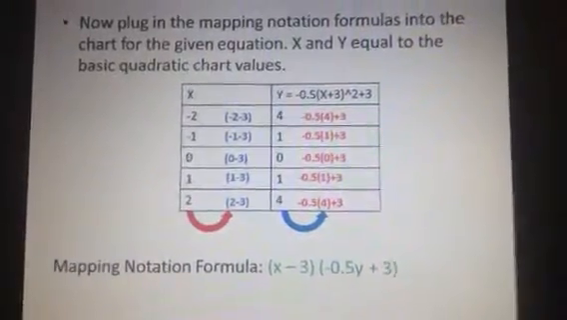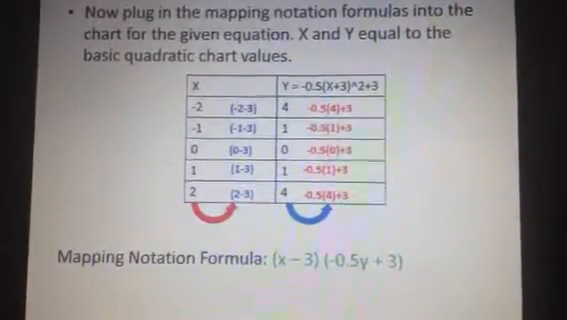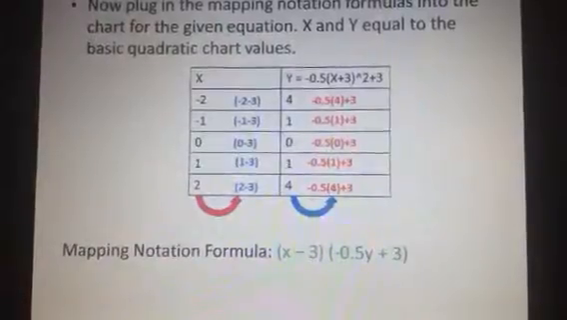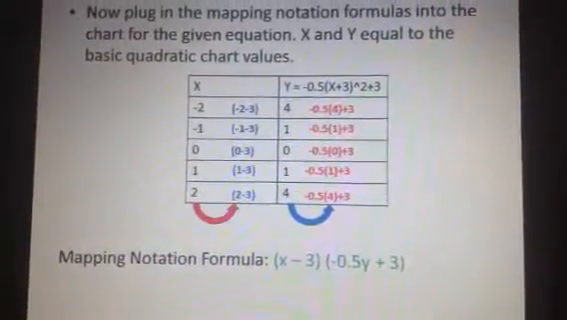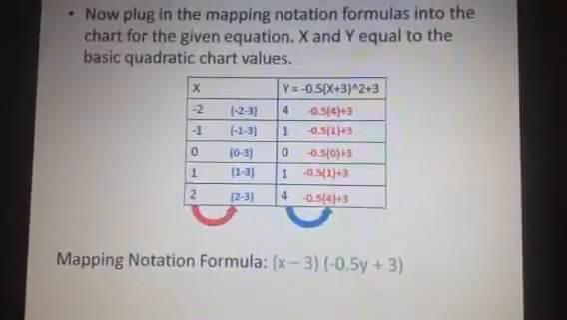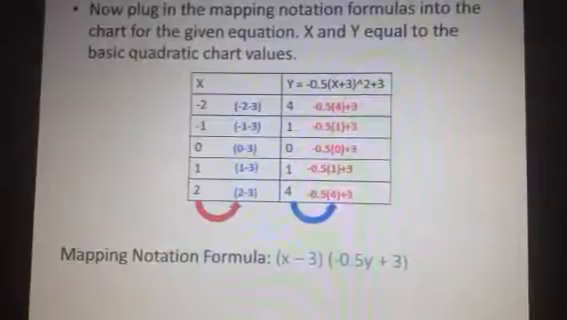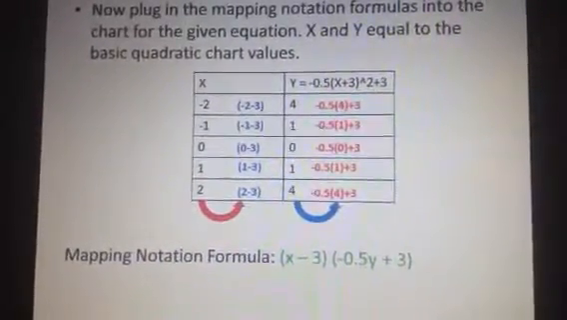So here, x will be what the basic parabola equation point is. So, for example, negative 2 is the parabola's point. So you would plug this into our x's, and you will do negative 2 subtract 3. You apply this to all of the numbers. So after plugging in the mapping notation formula, we are able to solve it.